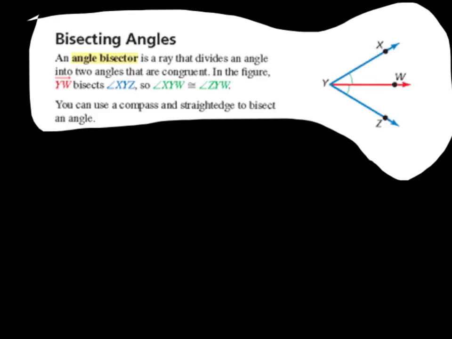So I know that angle XYW is congruent to angle WYZ. That's what this is saying right here. We know that they're congruent by those marks. We also know that if they told us that this was the angle bisector. You can use a compass and straight edge to bisect an angle, and that's something that we'll actually do next class. I figured I'll just show you that in class. So that's pretty much the notes for 1.5.